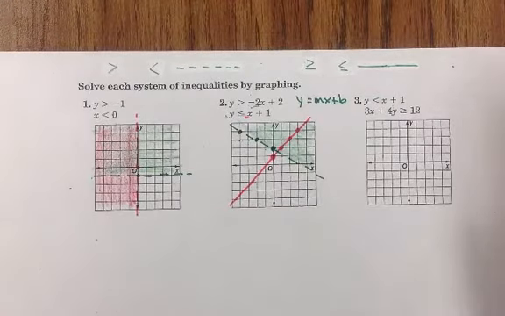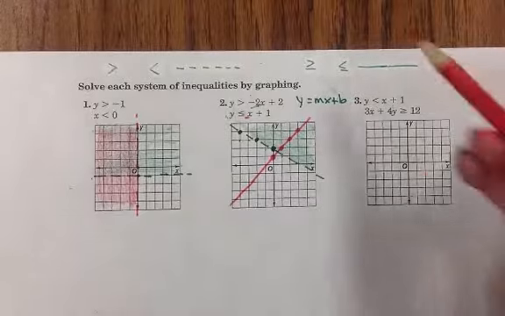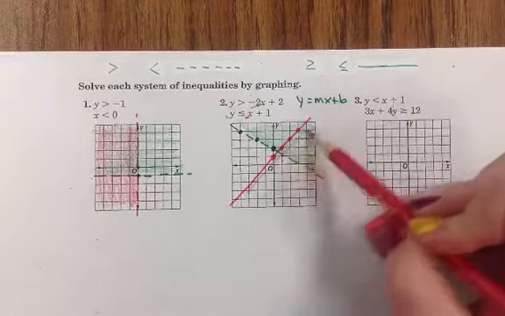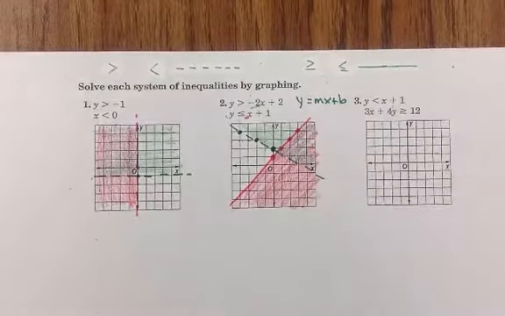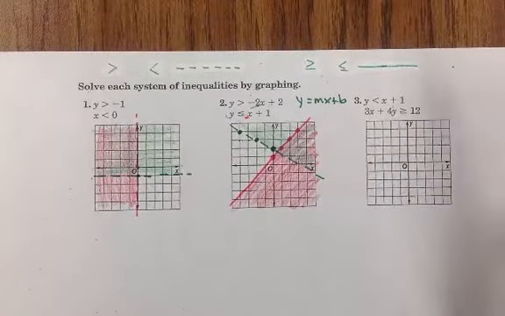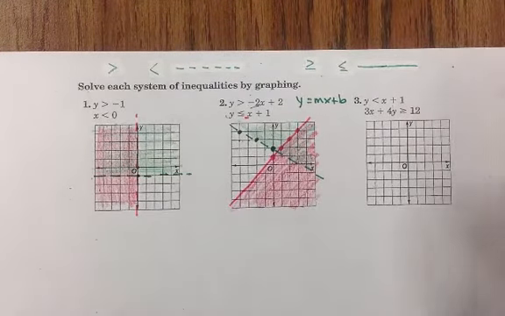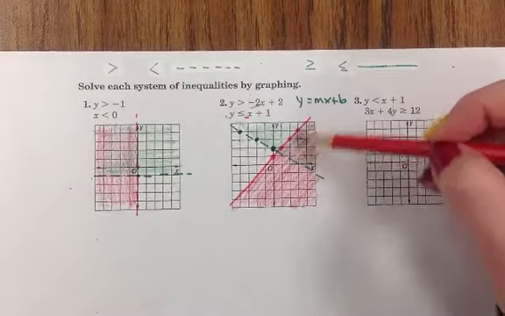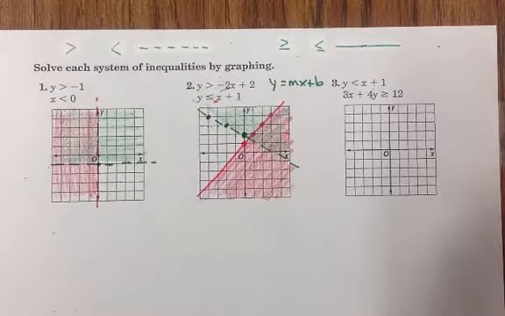And so, since y is less than or equal to x plus 1, I am going to have to shade underneath that line because less than is below. So again, wherever our two shaded areas intersect or overlap is going to be where we have our solution to this problem. So anything in this region right here.